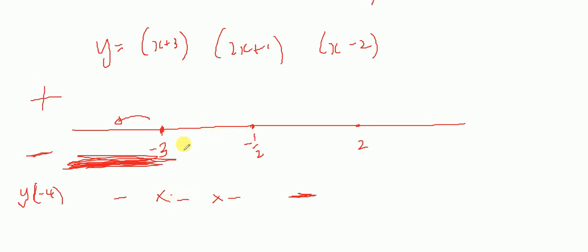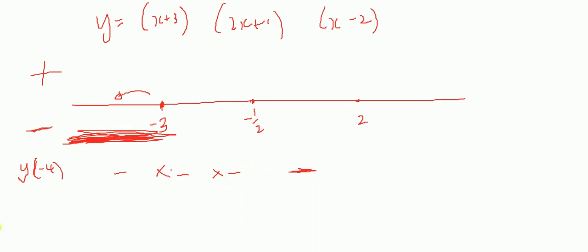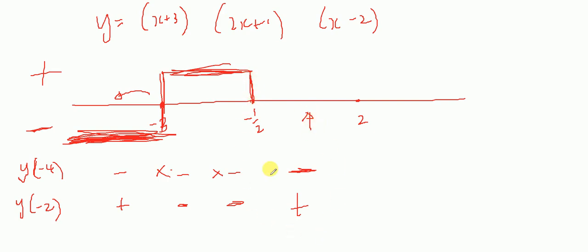Think of a number between negative 3 and negative a half. I'm going to choose negative 2. Negative 2 in here is a positive. Negative 2 in here is a negative. Negative 2 in there is a negative. Positive times negative is positive. So we're up here. Okay, so now I need a number in between here. I'm going to choose 0. y of 0 will give me a positive times a negative, which is negative. So I'm down here.